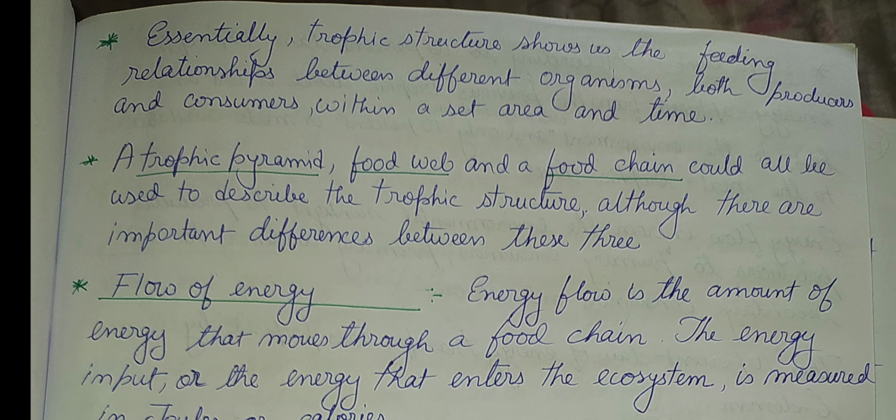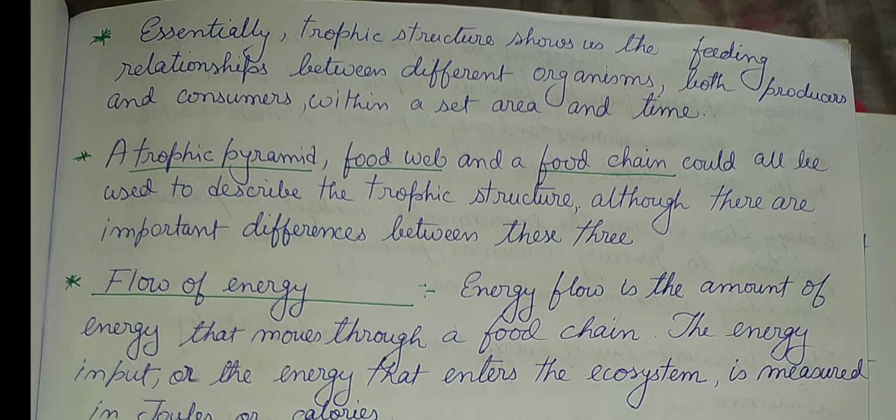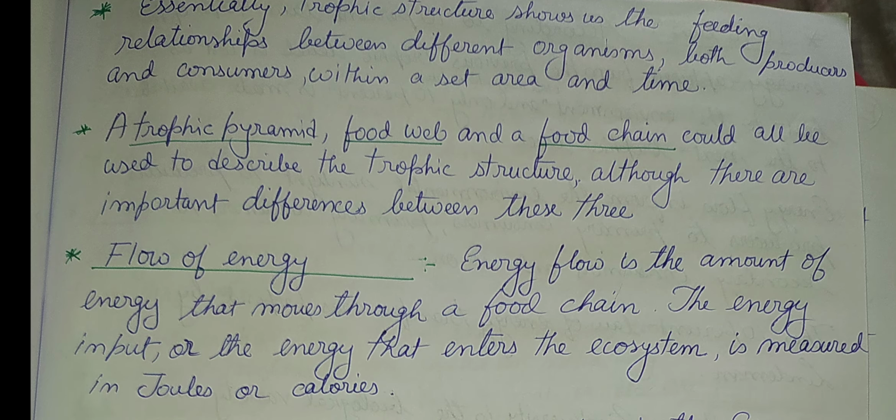between different organisms. The trophic levels which constitute the trophic structure show the feeding relationship between the different organisms, both producers and consumers, how they are interacting with one another in a given area and a particular time also, right? Later on you will see the pyramid of energy, pyramid of biomass, pyramid of number, which clearly show the relationship between the trophic levels that constitute the trophic structure of the ecosystem, in the form of ecological pyramid, also in the form of food web and food chain. Although you have learned food chain in your junior classes, which are used to describe the trophic structure, there are important differences between these three things.